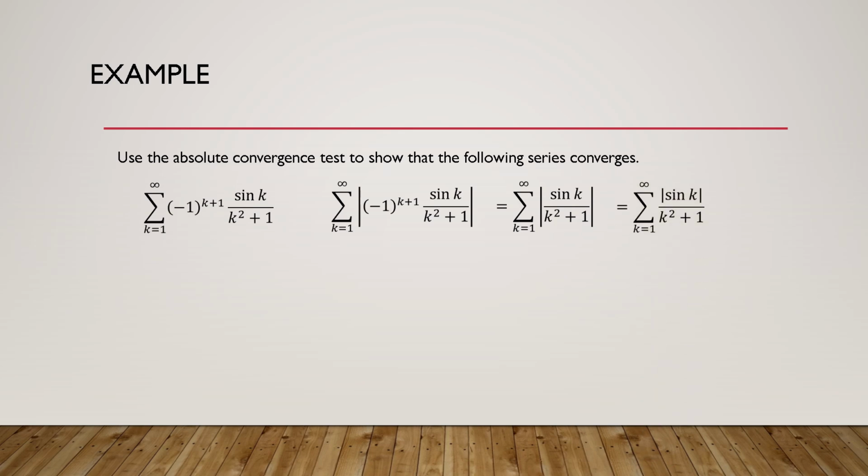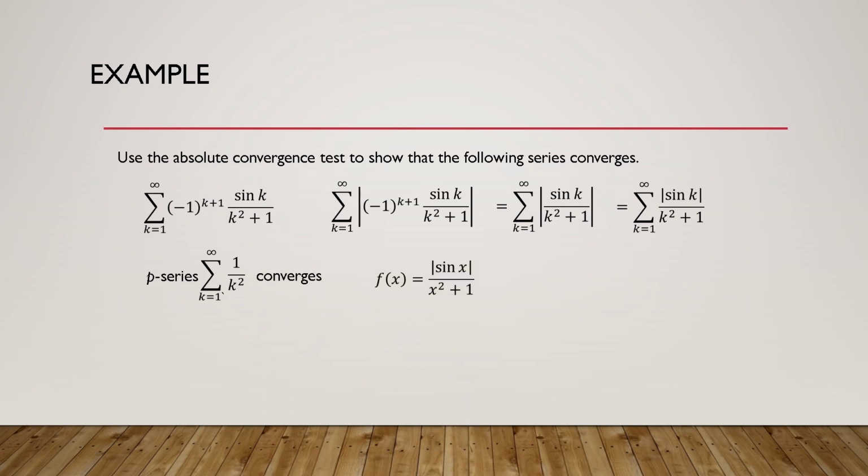This leaves the sum from k equals 1 to infinity of the absolute value of sine k over k squared plus 1. The largest exponent in our series is k squared in the denominator, so we'll compare this to the p-series, the sum from k equals 1 to infinity of 1 over k squared, which converges.